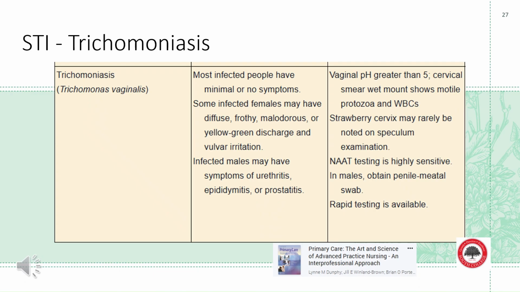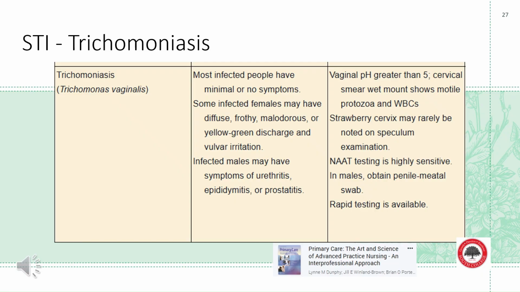Trichomoniasis infection: the majority of people with trichomoniasis, or trich, have minimal or no genital symptoms, and untreated infections might last from months to years. Men with trichomoniasis sometimes have symptoms of urethritis, epididymitis, or prostatitis, and women with a trich infection sometimes have vaginal discharge, which can be diffuse, have a foul odor, or be yellow-green, with or without vulvar irritation.